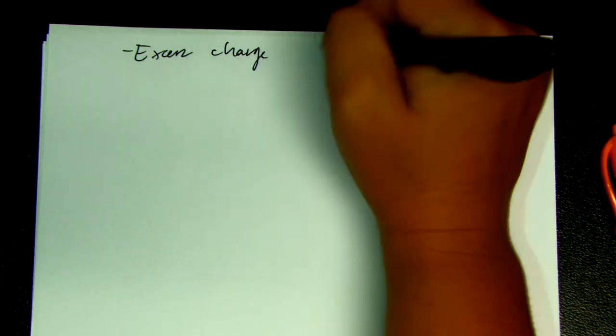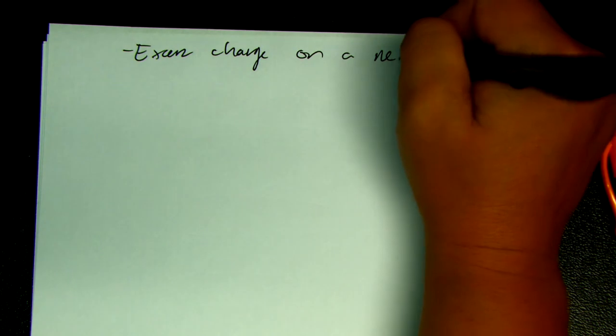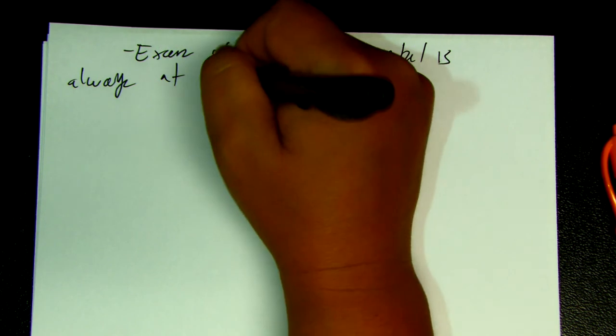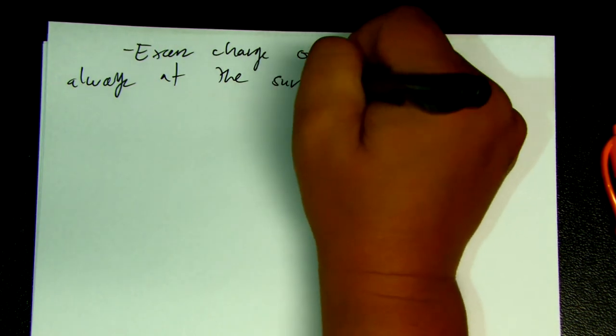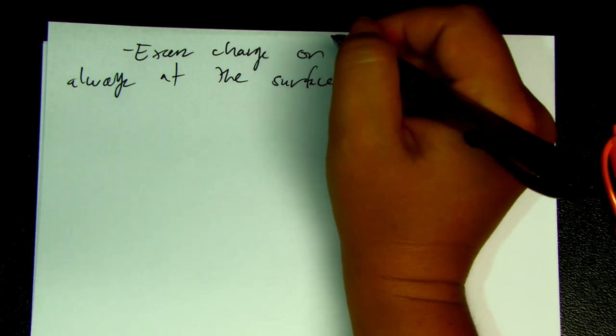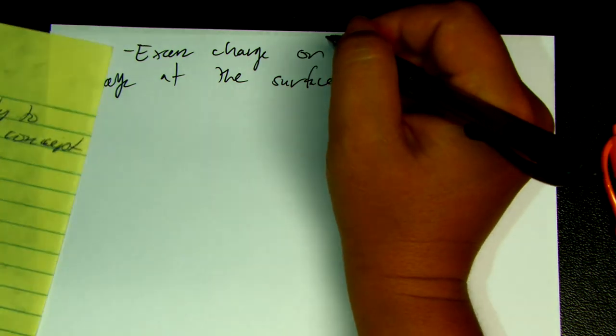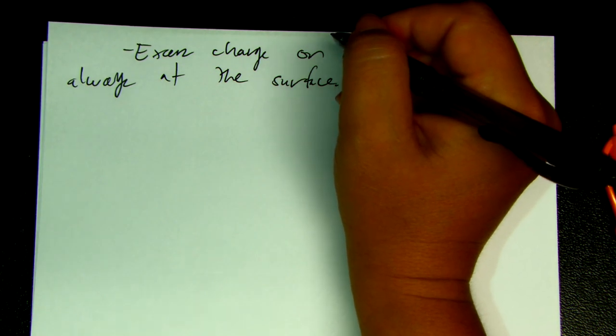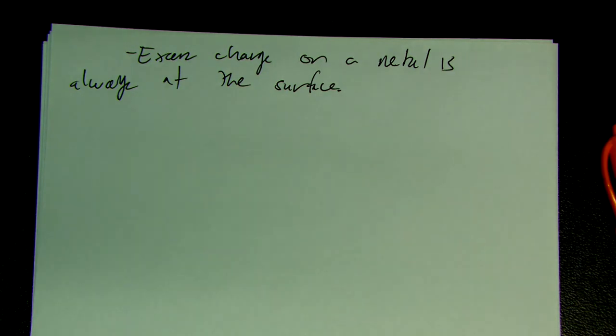And then whenever you have excess charge on a metal, it's always found on the surface. So excess charge on a metal is always at the surface. All right, so we will stop here, and the next online lecture will be an example with all of these concepts.